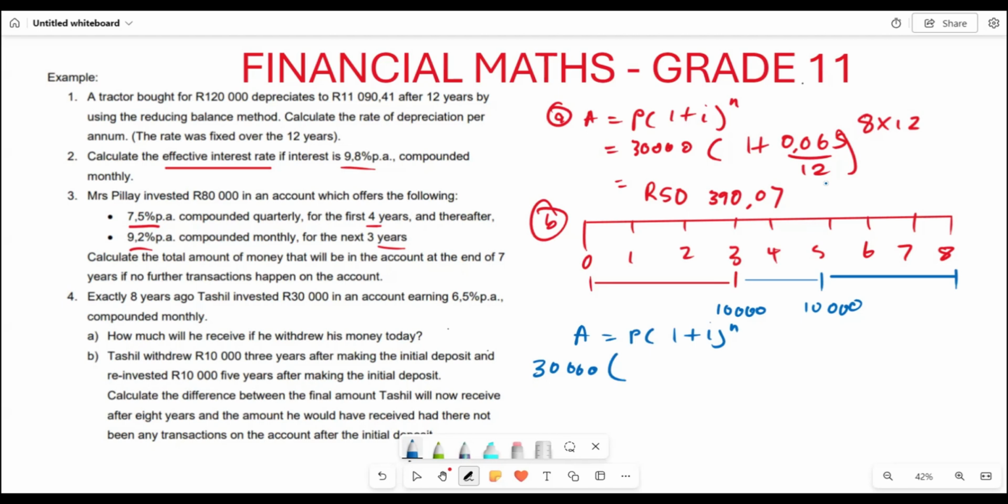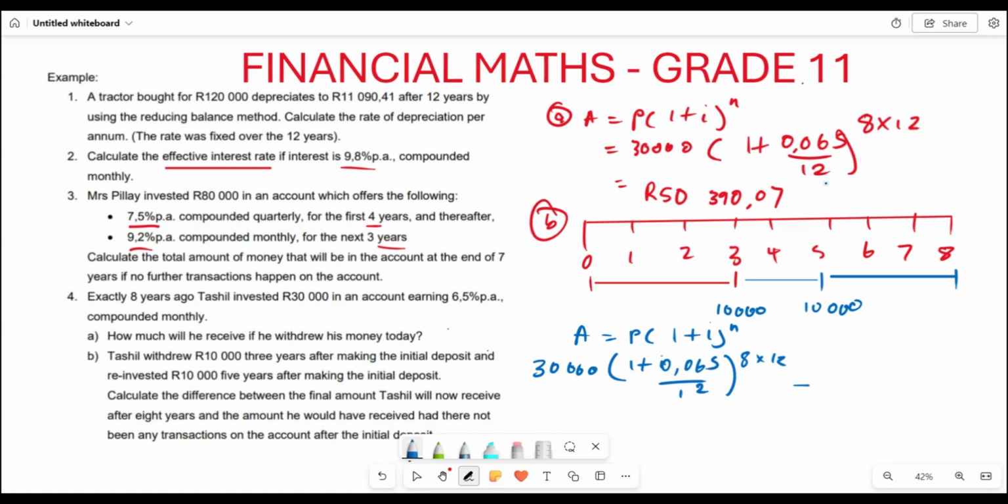Then this is 30,000 into what? Now into 1 plus 0.065 over what? Over 12, for the entire duration of 8 years, multiplied by 12. Then now you subtract what from here?